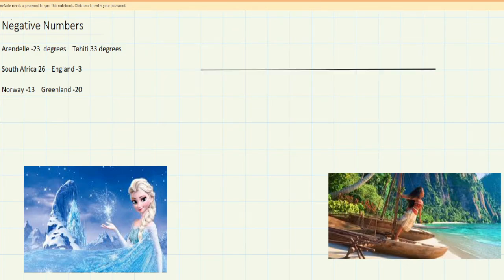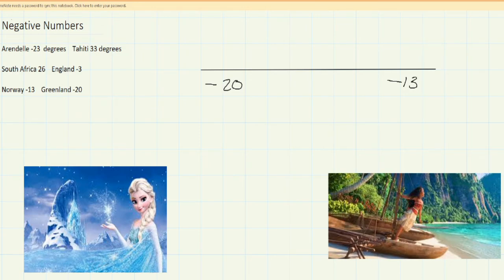What happens if you can't use the 0 as a way of finding out the difference between the two? You can just take your time and do your counting steps. So we've got Norway, which is minus 13. Now, minus 13 is the larger number, so we need to put that on the right-hand side. And Greenland is minus 20, which is the lower number, because it's further into the negative numbers and further away from the 0. And we just count between the two.